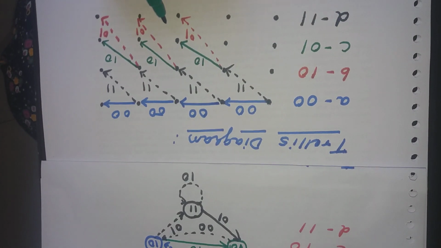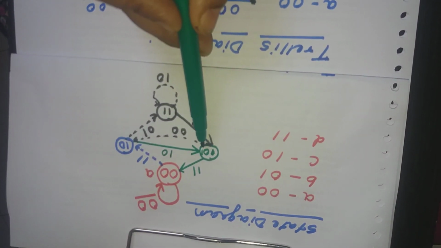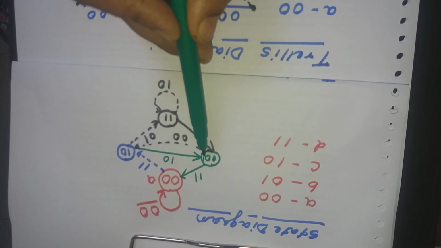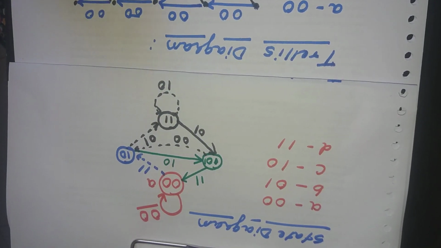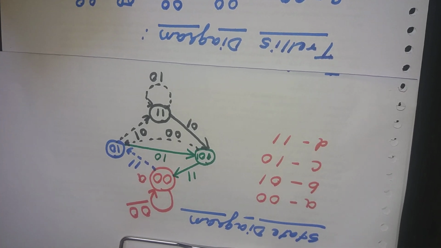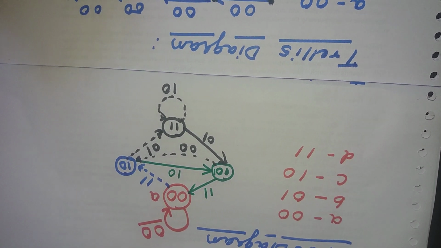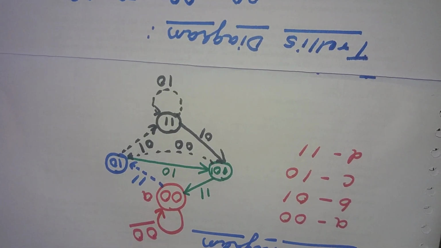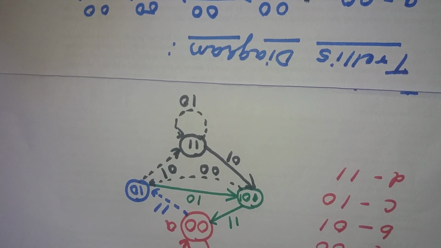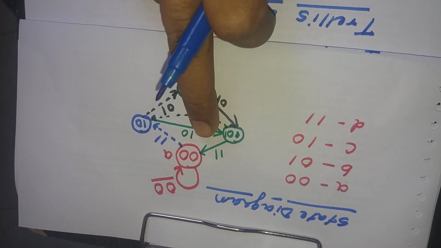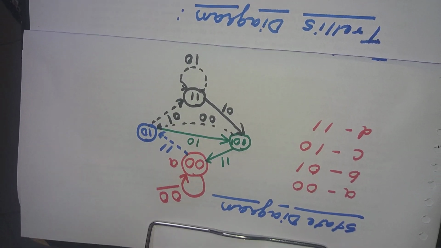Now we are in state 0 1 in the third column. So in state 0 1, if the input is 0, we move to state 0 0 and output is 1 1. So in state 0 1, we move to state 0 0. So from the third column, we move to the fourth column and the arrow moves up. And the output here is 1 1. So we have to write this output on this arrow, 1 1.